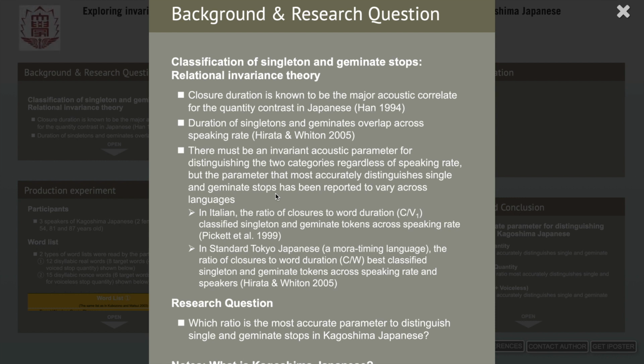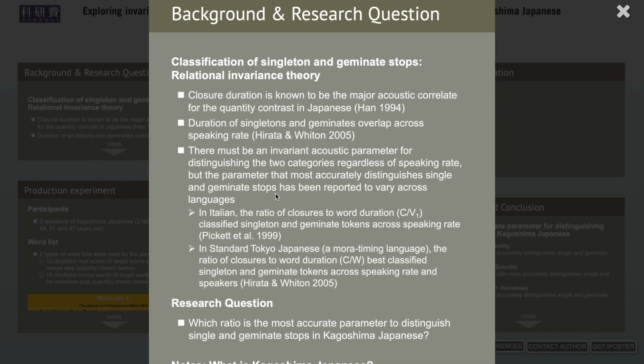For example, the ratio of closure to vowel duration, or C divided by preceding vowel, most accurately classified singleton and geminate tokens across speaking rate in Italian. But in Tokyo Japanese, the ratio of closure to word duration, or C divided by word, best classified the two categories.